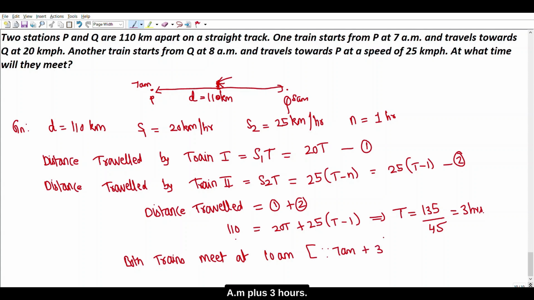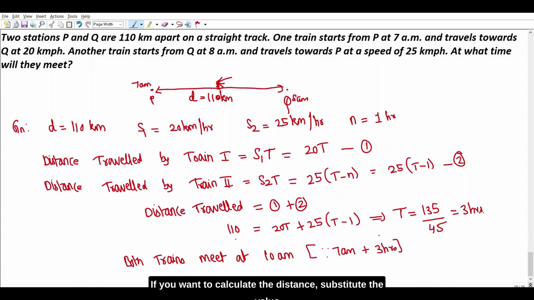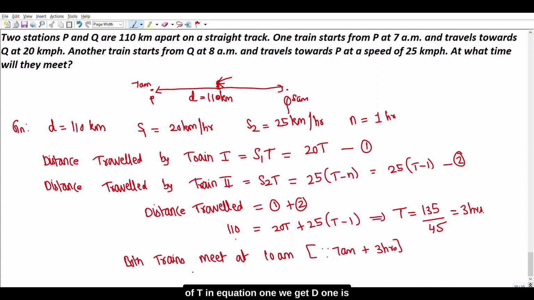plus 3 hours. If you want to calculate the distance, substitute the value of t in equation 1. We get d1 is equal to S1t, which is equal to 20 into 3, which is equal to 60 kilometers. So, both the trains meet at a distance of 60 kilometers from P towards Q at 10 a.m.